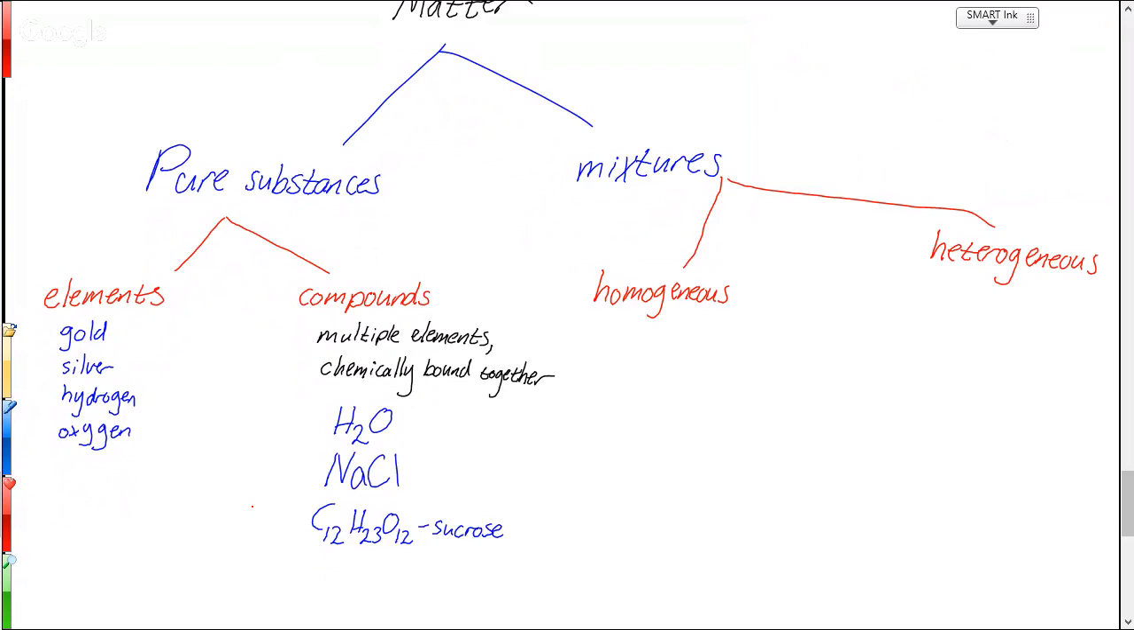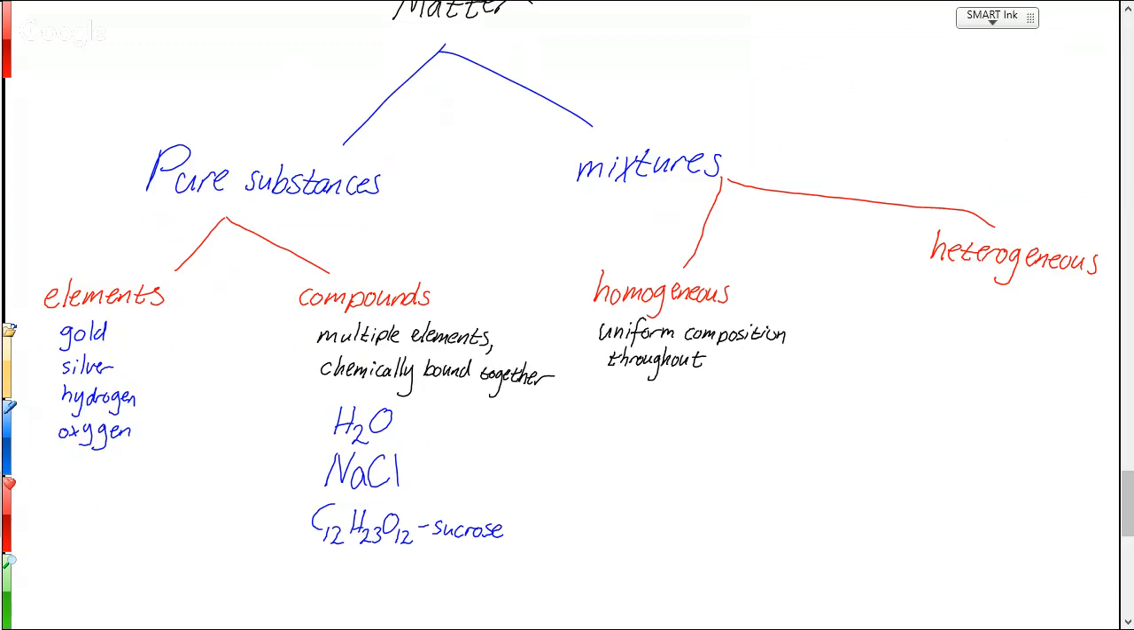So the pure substances, or I'm sorry, the homogeneous mixture, we're going to say it has a uniform composition throughout, which just means that the particles in a homogeneous mixture are so small and in such close contact that it looks like one thing. So that's what we mean by uniform composition throughout. It looks like one thing, or it acts like one thing.